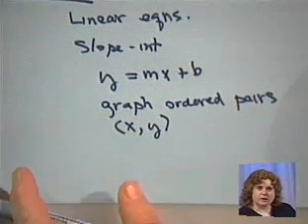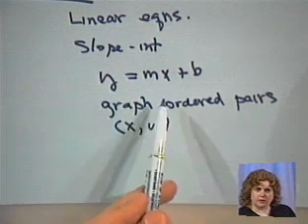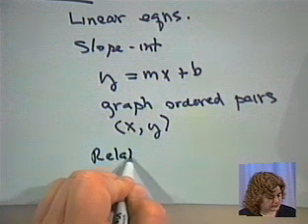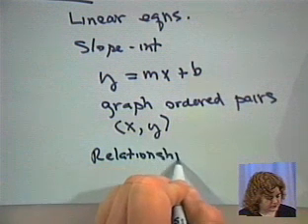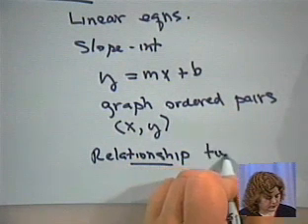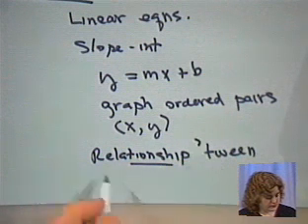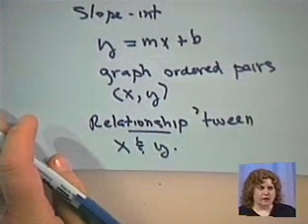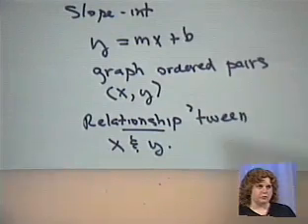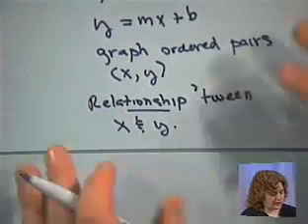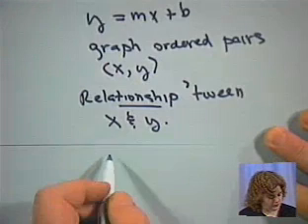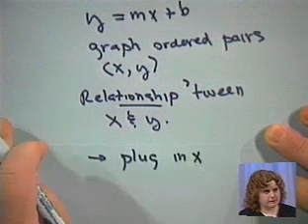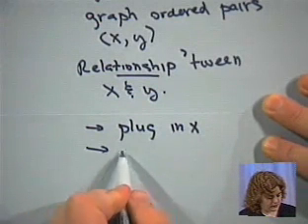When we graph them, we can see in the picture, or perhaps even in the equation, that there's a relationship between x and y. If we were to choose an x, we could plug an x in and get a y out. And that's the relationship I want you to focus on. We could plug in x and get y out.